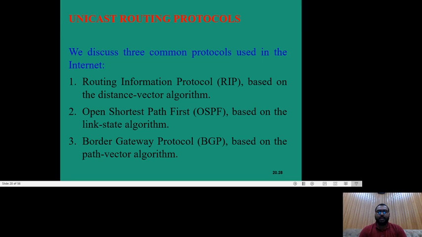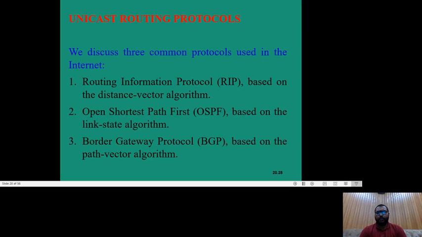At the start, we will be discussing routing information protocol, which is based on distance vector routing. Then we will be discussing open shortest path first, which is based on the link state algorithm. So from the name, you can understand that it will be open, the specification and description will be open for us to understand how this algorithm works. And for research purposes, the idea can be changed and you can modify it.